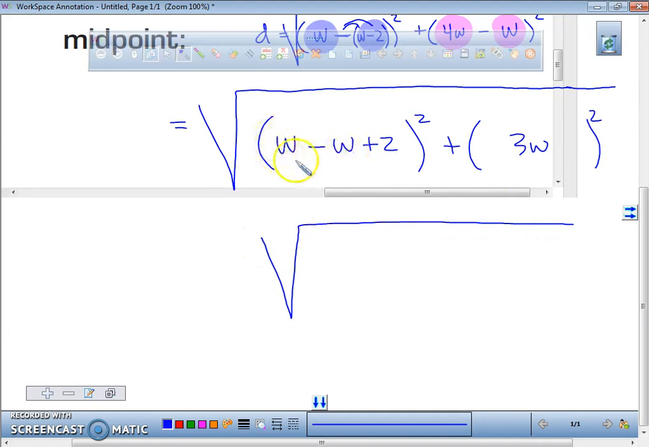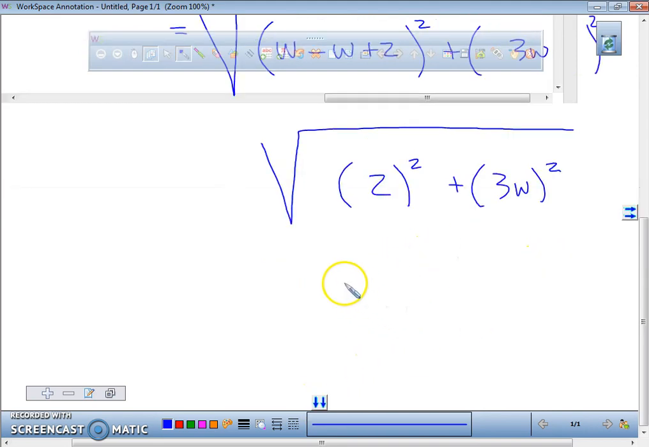What's going to happen to these W's? They're going to cancel out. We're left with 2 squared. Over here we have 3W that's being squared. 2 squared is 4. 3W that's being squared will give you 9W squared.